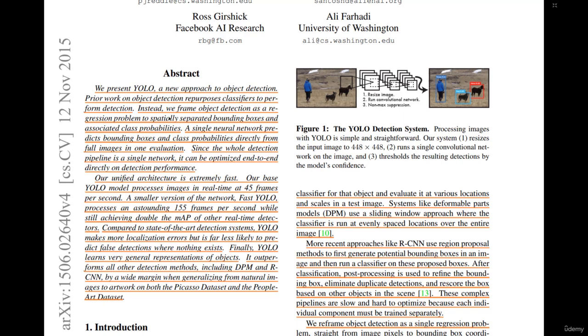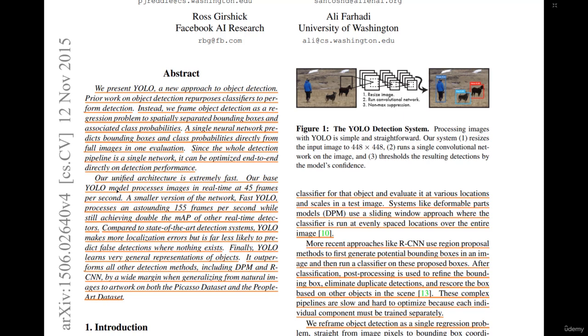We shall get into this once we get deep into the paper. A single neural network predicts bounding boxes and class probabilities directly from the full images in one evaluation. So this is a one pass or single stage detection model. Since the whole detection pipeline is a single network, it can be optimized end to end directly on detection performance. One great point about this architecture is that it's extremely fast.